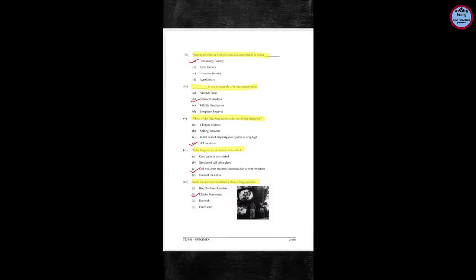Next question, planting of trees on roadside land and canal banks is called: community forestry, farm forestry, extension forestry and agroforestry. The correct answer is community forestry. Next question, dash is not an example of in situ conservation. So botanical garden is not an example of in situ conservation, it is an example of ex situ conservation method.